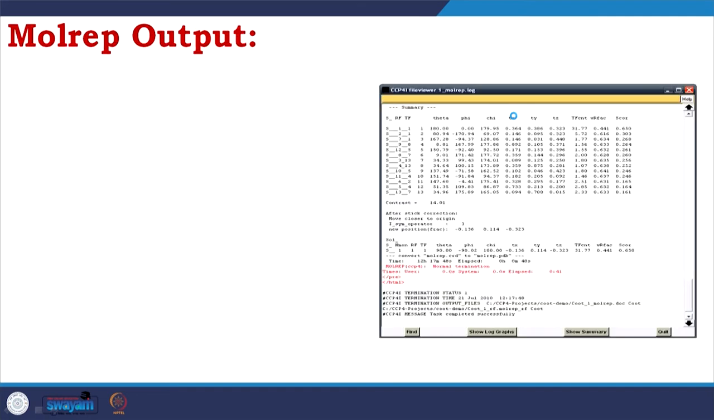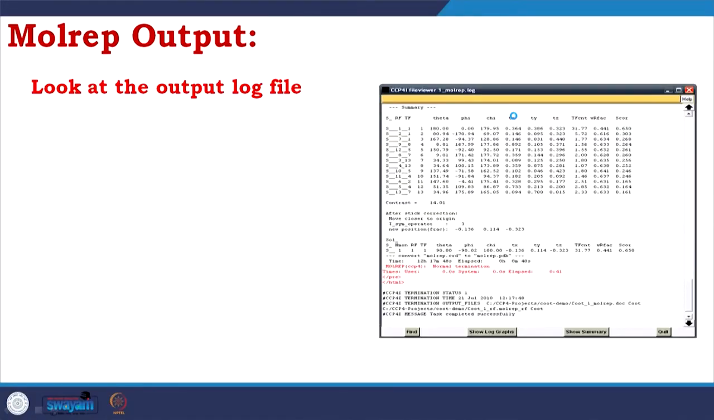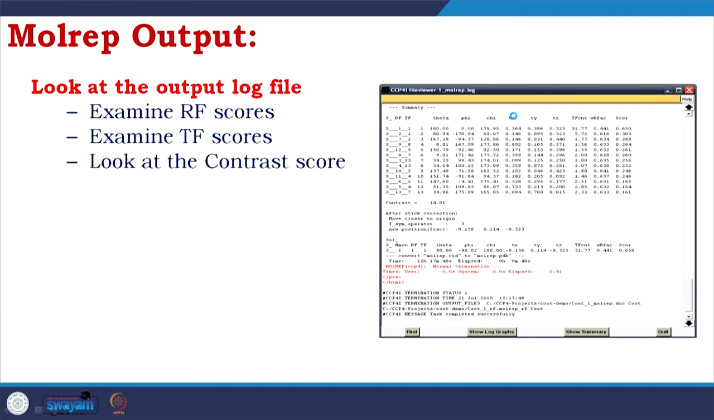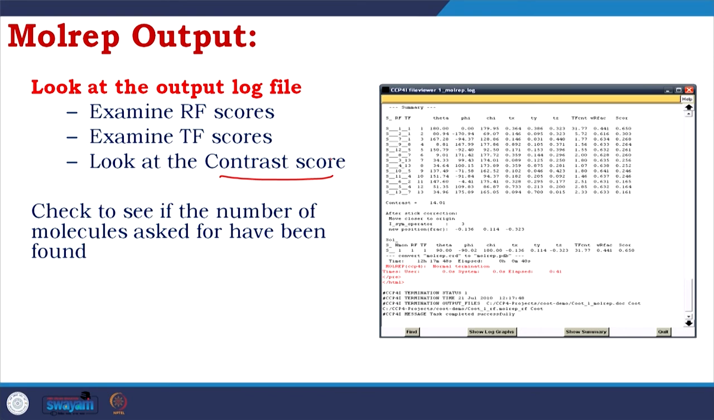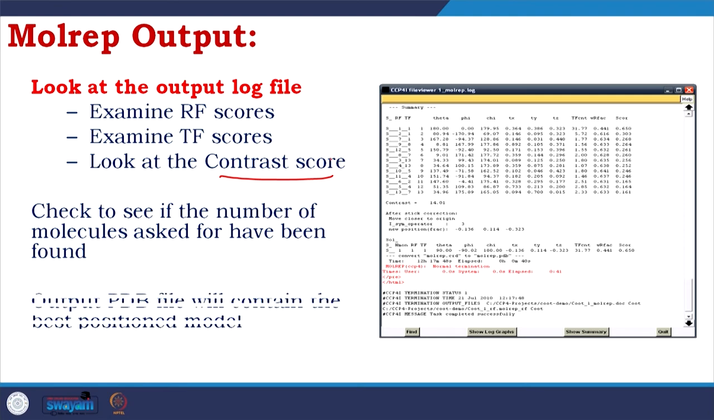So, when it is easier, it would be automated, but then you have to put in your inputs, and there are programs which will face difficult situations. If you look at the MOLREP output, you could look at the output log file, examine the RF, the rotational function score, examine the translational function score, and also look at the contrast score; the contrast score is very important. I will show you. Check to see if the number of molecules asked for have been found. The output PDB file will contain the best positioned model.